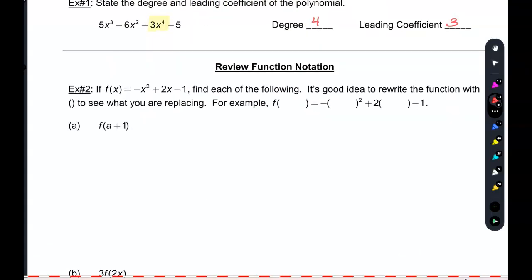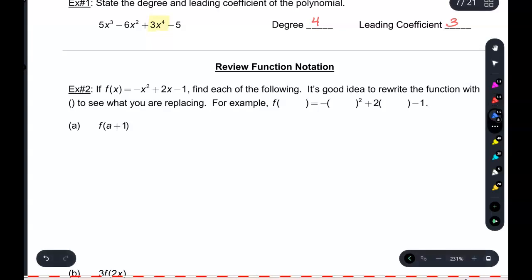Okay, function notation. Let's review. So, right, f of x. F is just the name of the function. So if I'm evaluating, we substitute in x, okay, with what's in parentheses. Make sense? Sometimes it helps to rewrite the equation. Instead of x, I just put parentheses in each one. Okay, because we don't want to forget to take care of negatives and like foiling.